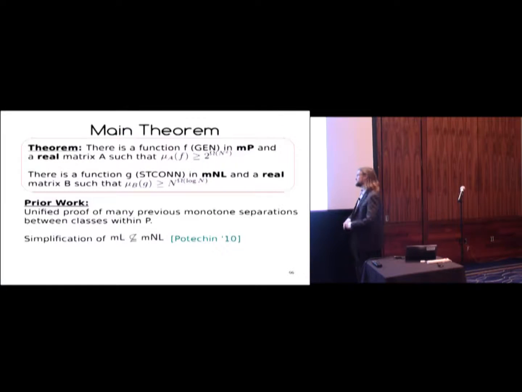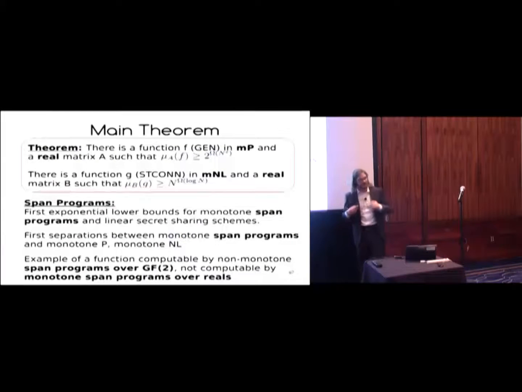For prior lower bounds, this more or less unifies all the proofs for lower bounds within monotone P. We can also separate the NC hierarchy by simple tweaking of the techniques. We get a simplification of monotone L versus monotone NL, which is really quite nice because that paper is really difficult. It's very, very nice work, but it's quite difficult. And we also get really strong exponential lower bounds for span programs within monotone P and quasi-polynomial for monotone L.